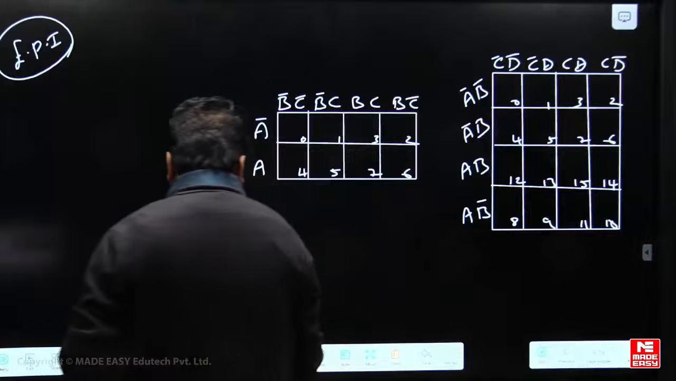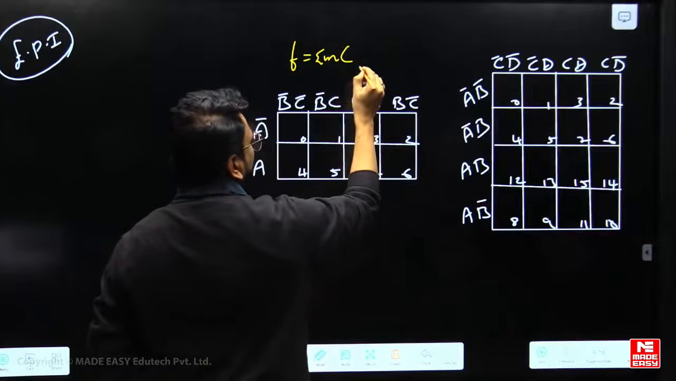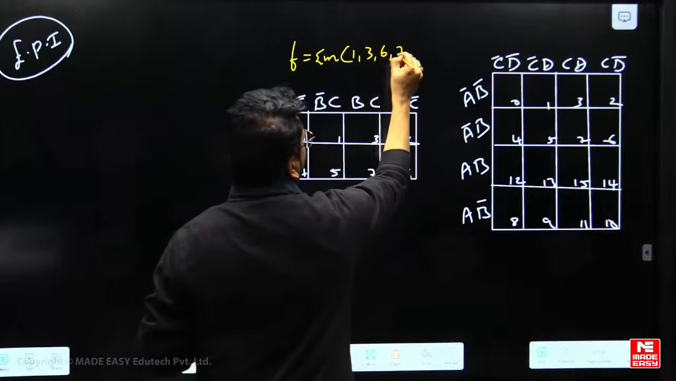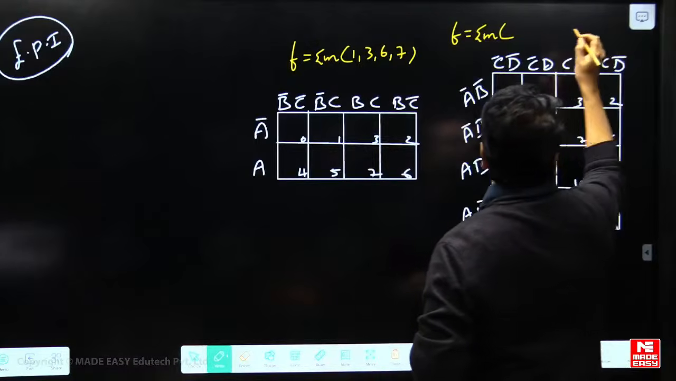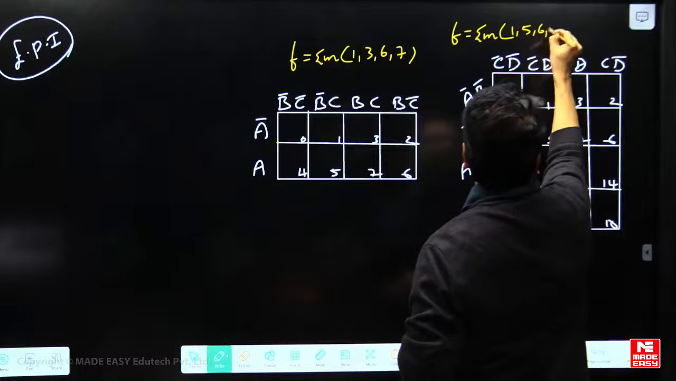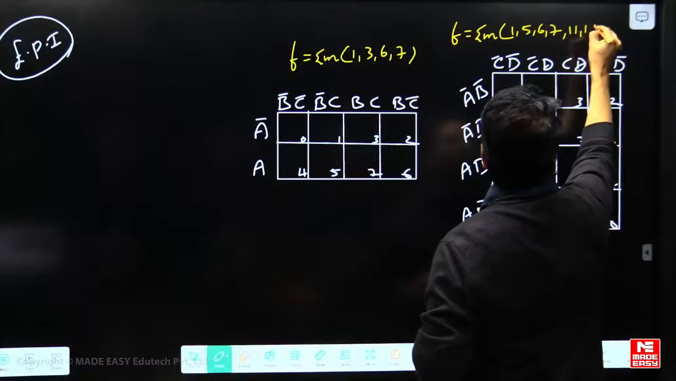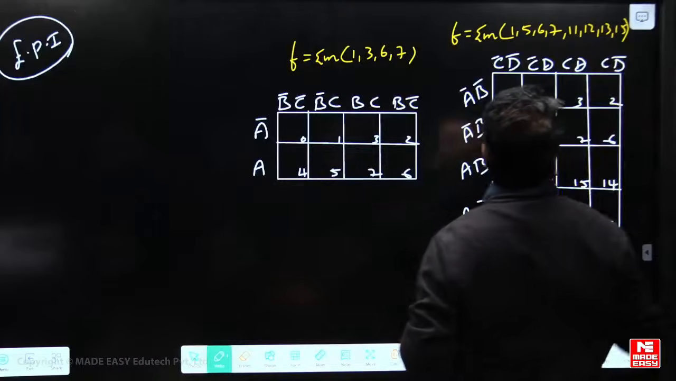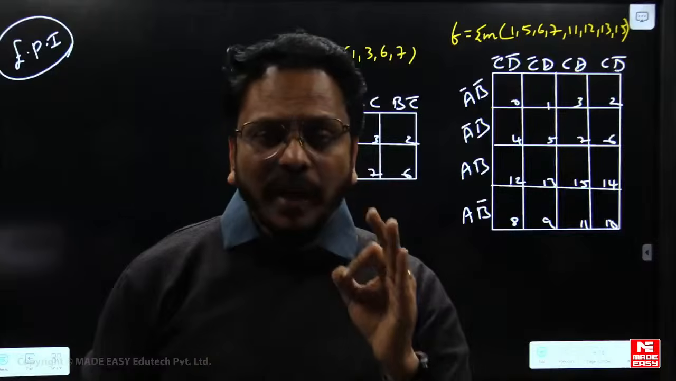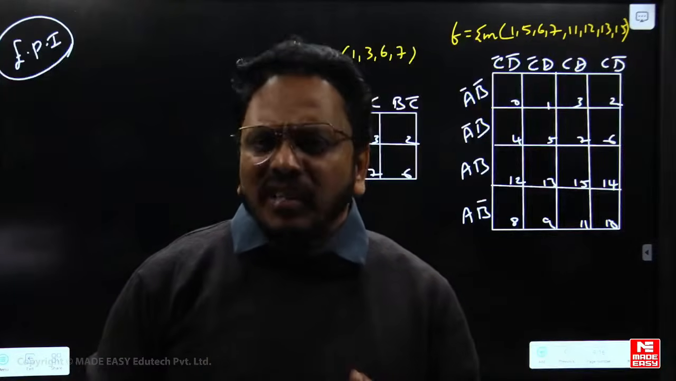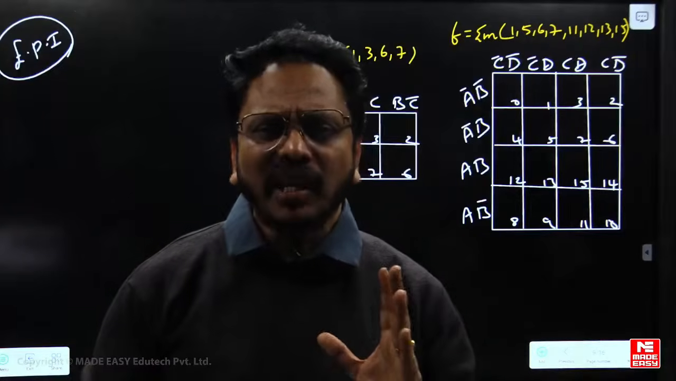For example, there is a question given, f is equal to sigma small m 1, 3, 6, 7. There is a question, and another one, f equal to sigma small m 1, 5, 6, 7, 11, 12, 13, 15. Like that the question is given, and they are asking to identify the essential prime implicants. First of all, let me identify the ones in the K map, then we can go for essential prime implicants.